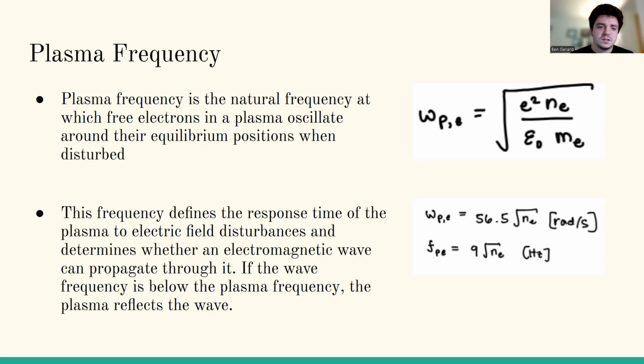The plasma frequency is significant when studying plasmas because it defines the response time of plasma to disturbances, and it determines whether an electromagnetic wave can propagate through. If the electromagnetic wave frequency is below the plasma frequency, then the plasma will reflect the wave instead of propagating through it.